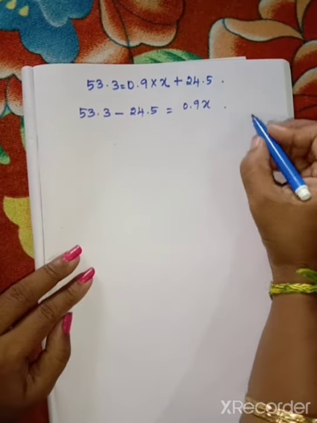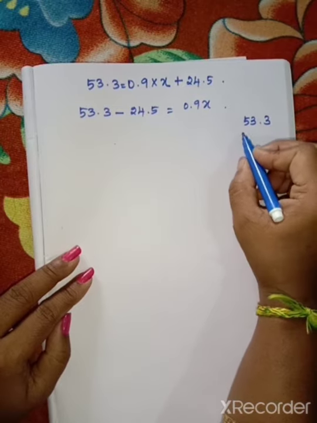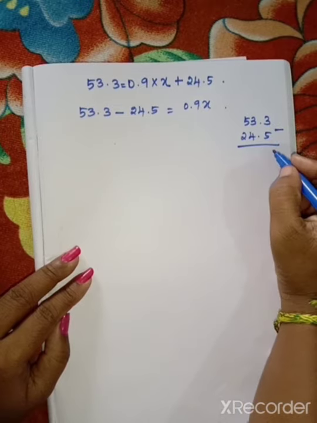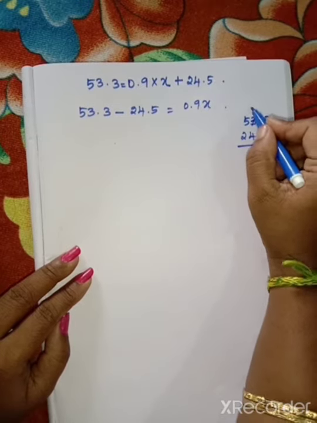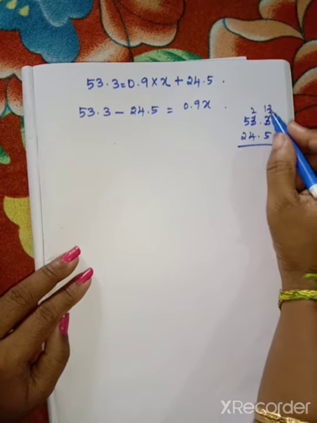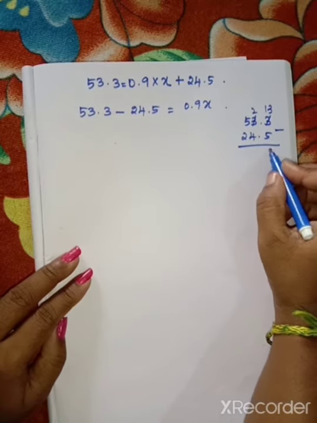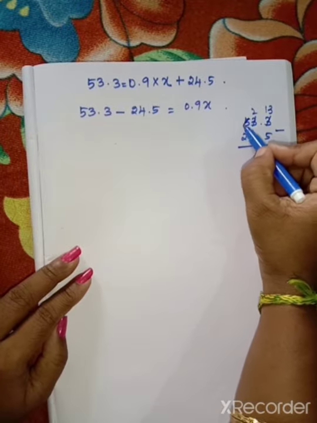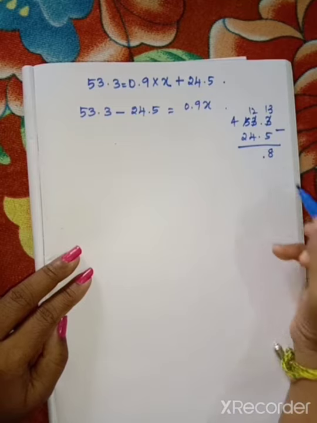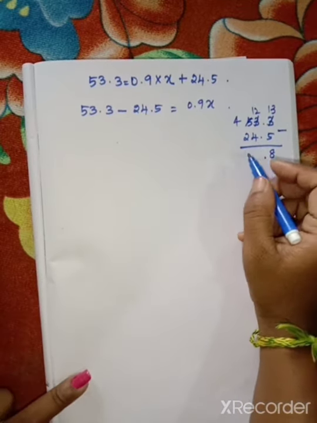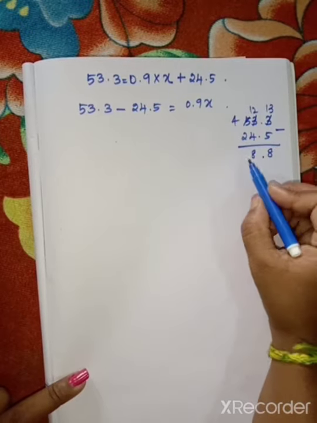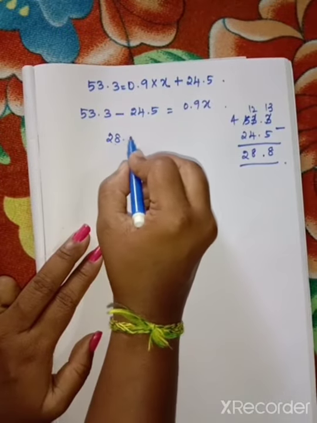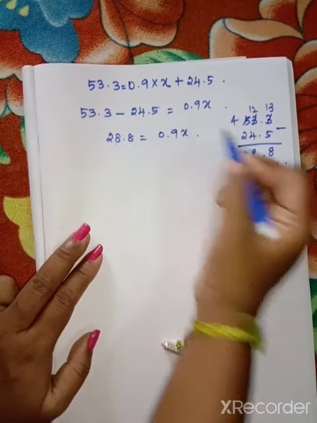Now we want to subtract. 53.3 minus 24.5. 3 minus 5 we can't subtract, so you have to borrow from the nearby number. This 5 is considered as 4, and here 13. 13 minus 5 gives 8. Decimal point. 2 minus 4 we can't, so borrow from the nearby number. This 3 is considered as 12. 12 minus 4 gives 8. Here 4 minus 2 is 2. So 28.8. So 28.8 equals 0.9 x.